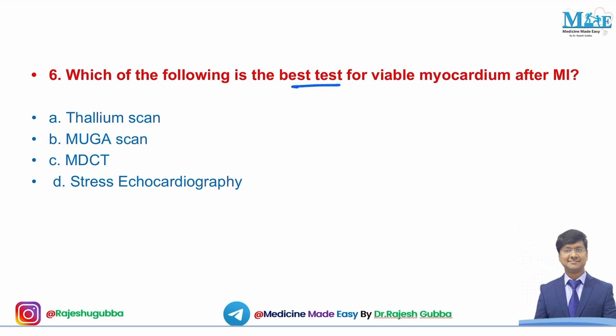Which of the following is the best test for viable myocardium after myocardial infarction? Thallium scan, MUGA scan, MDCT, or stress echocardiography. In order to assess the viable myocardium after myocardial infarction, the best test is the thallium scan. It is a class 1 indication for risk assessment, prognosis, and assessment of therapy after ST elevation acute myocardial infarction.